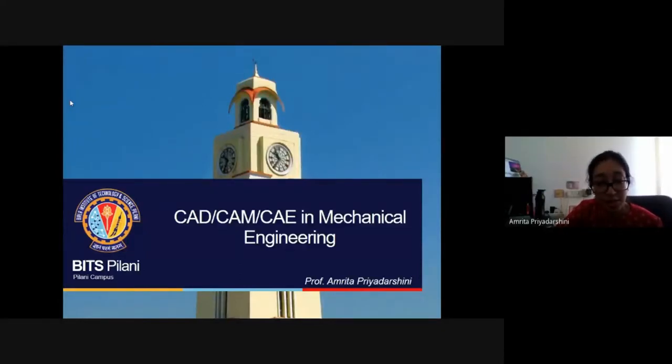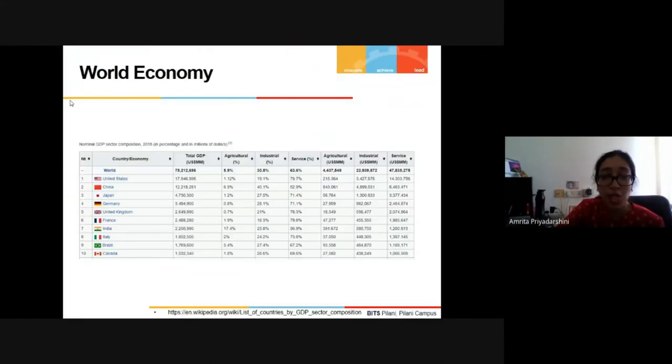Since sir has already introduced me, I am AMRITA PRIYADARSHINI, and I have been working in BITS Pilani Hyderabad campus for almost 8 years, after doing my PhD. So just to start with, as I said, we are basically trying to understand the recent advances or emerging trends, or in my case, the application of CAD, CAM, or computers in general in manufacturing.